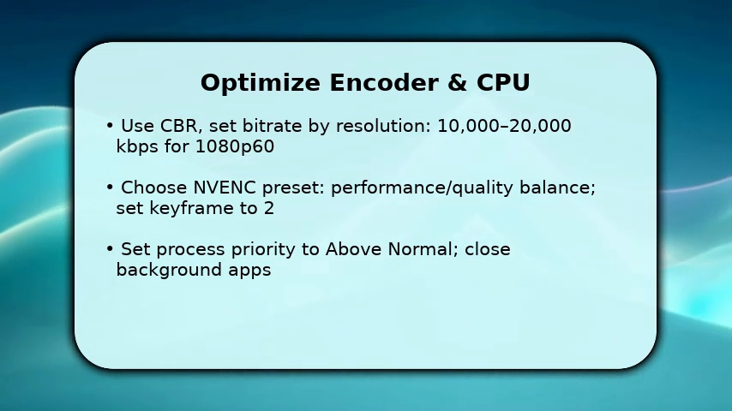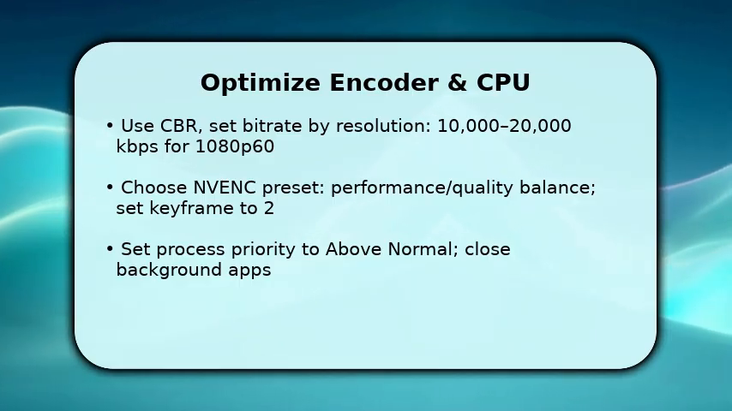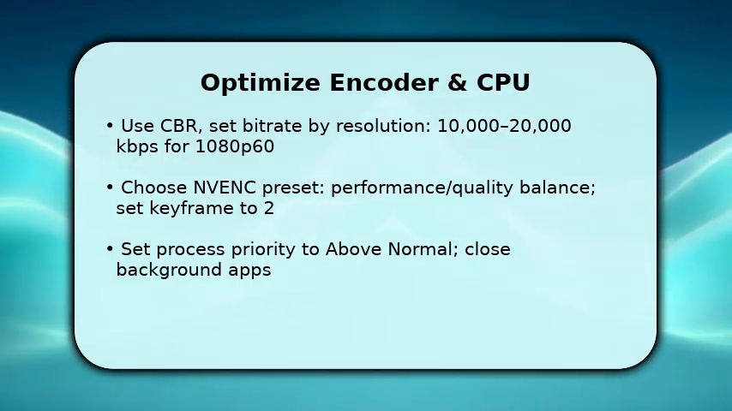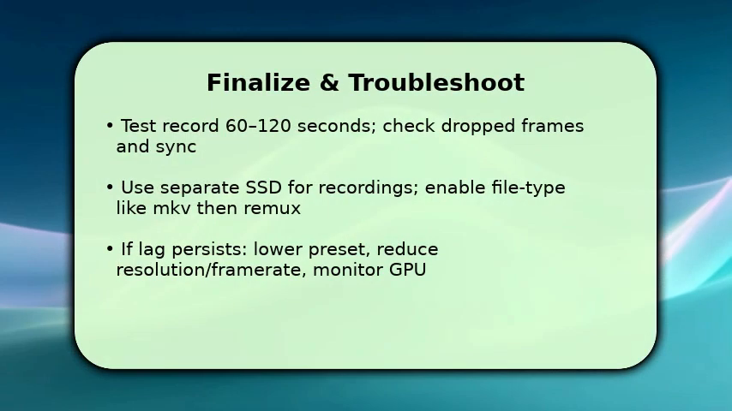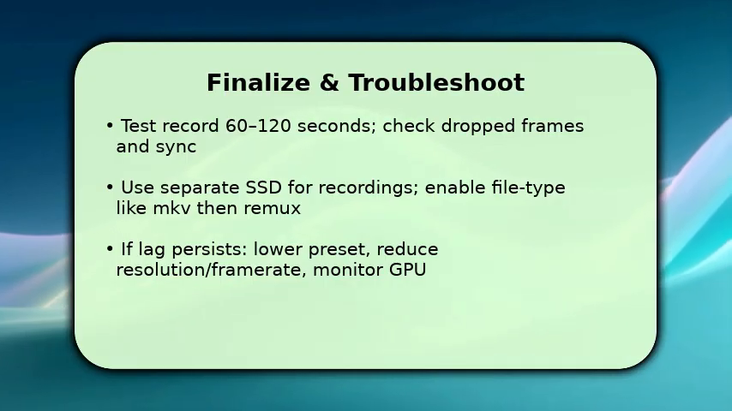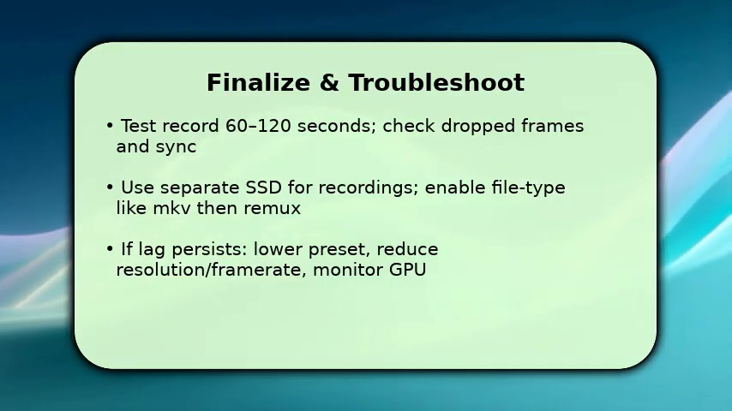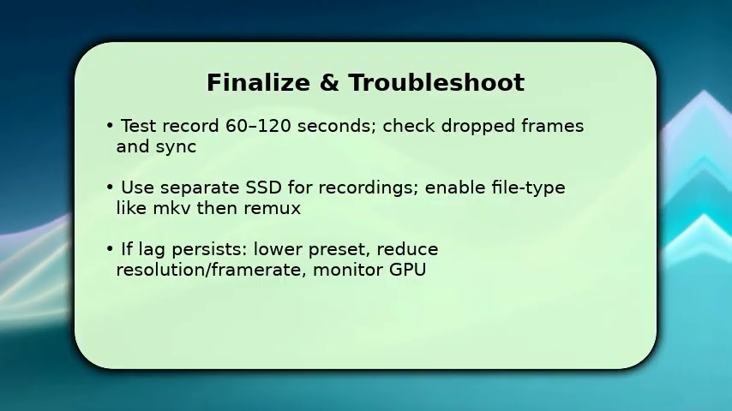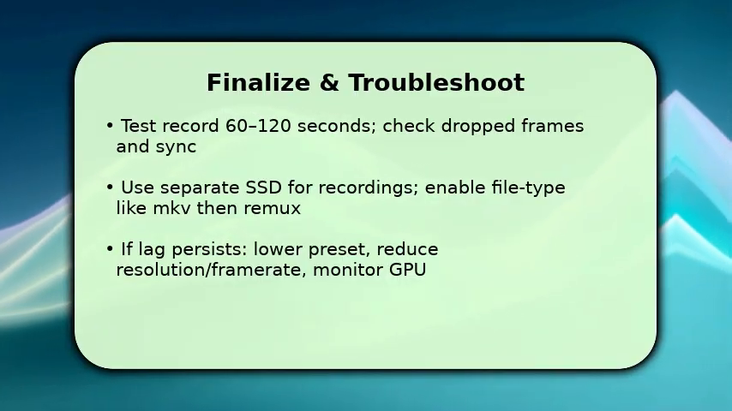Also bump OBS process priority to above normal and close heavy applications. Finish by testing, record for a minute or two, and immediately check for dropped frames, audio sync, and stutter. If you can, write recordings to a separate SSD and use a resilient container like MKV, then remux to MP4 after. If lag still appears, make incremental changes.